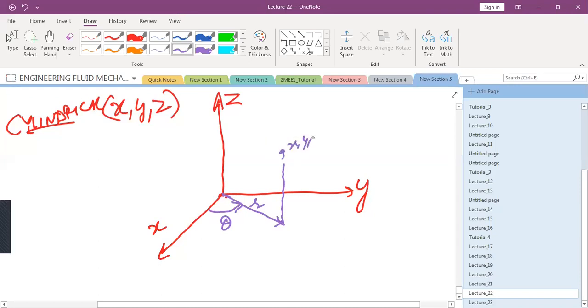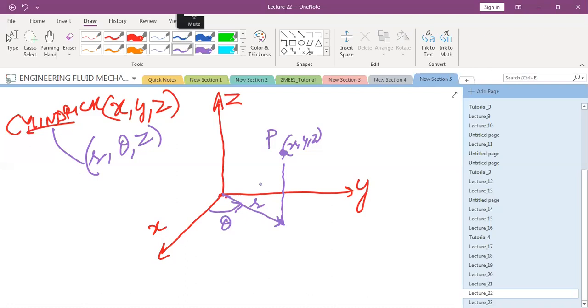So this was x, y, z. The coordinates in Cartesian are x, y, z. In cylindrical it will be r, theta, z. So you are specifying the coordinates of a point, say P. This is r, theta, z. So this is similar to polar coordinates with one addition only, that is the z direction. Is that clear? Any doubts?